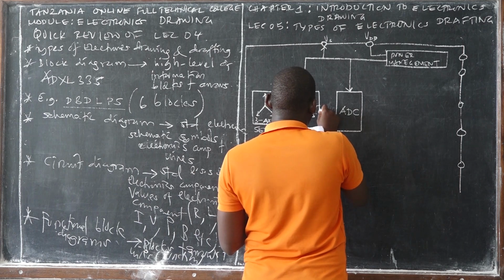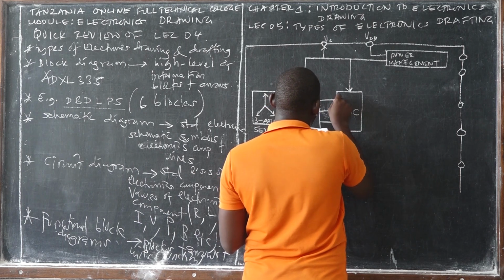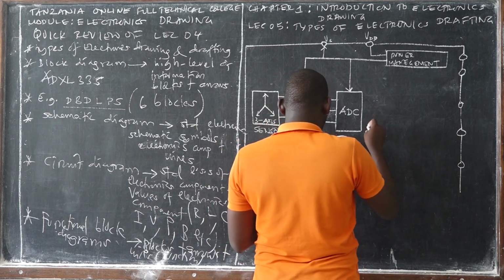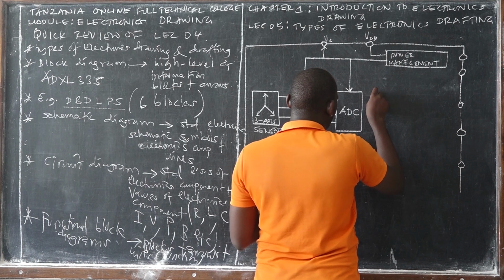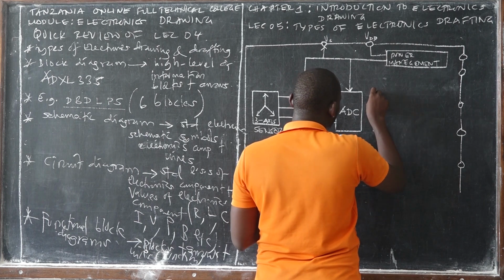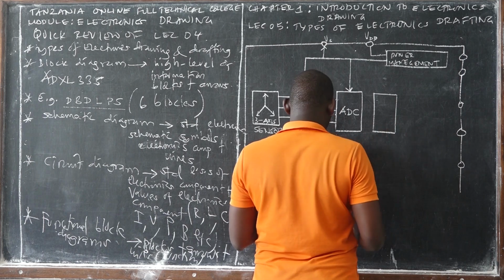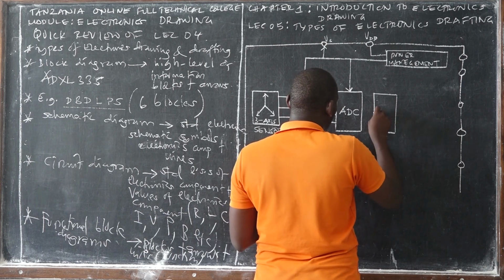So then we have some wires, or some flow of electric signal. Then we have another block: the digital filter.